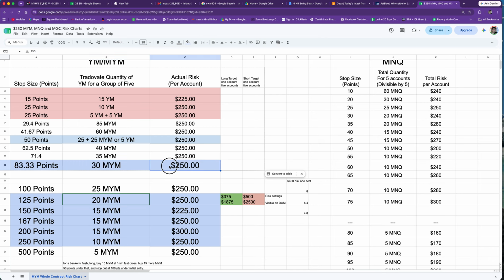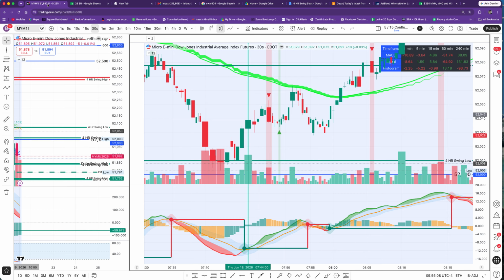And again, that keeps me under my 5.5% per account. Each account that I have has $4,500 drawdown. $250 out of $4,500 is only about 5.5%. So it's a very, very conservative way of trading. It helps me stay in for the long haul by doing it that way.